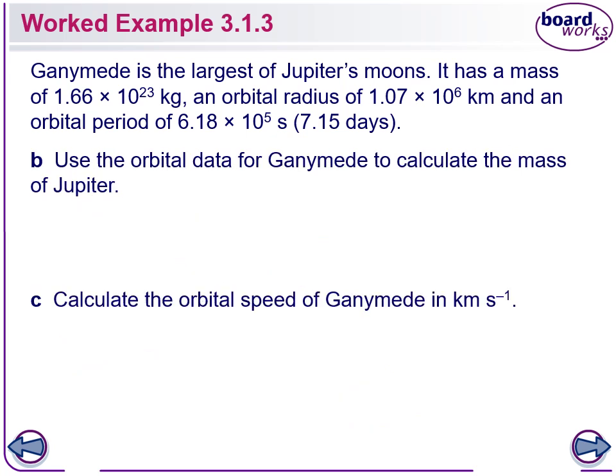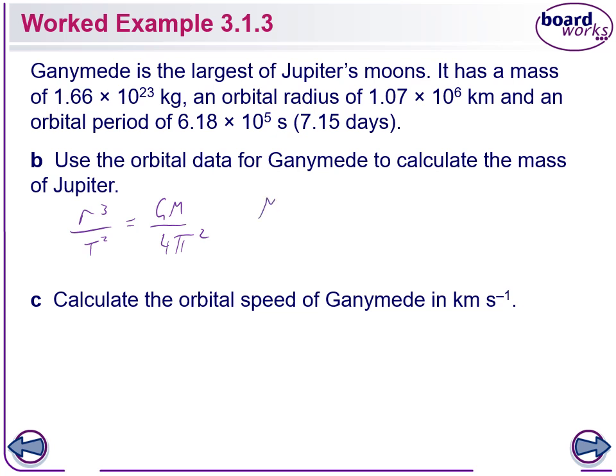Okay, for part B, use the orbital data for Ganymede to calculate the mass of Jupiter. All right, so this is probably the most elegant application of Kepler's third law. This is where Newton's proof of it really comes in handy. So we know from Newton's proof that r cubed on t squared is going to be equal to GM on 4 pi squared. Okay, so if we want to solve for M, which is the mass of Jupiter, which we do, we can rearrange this. I'm going to rearrange this slightly strangely, and you'll see why in a second.